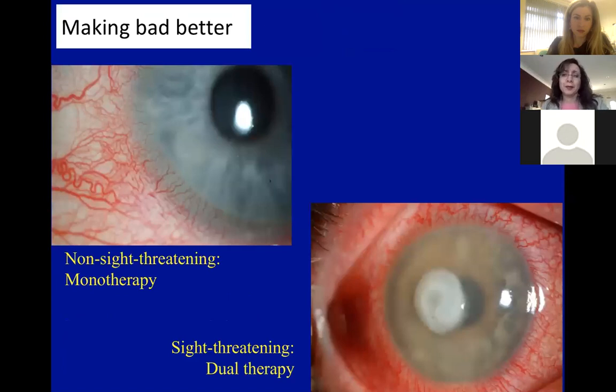So how do we make bad better? First you assess the patient and you've examined the patient, and then decide, is it sight-threatening or is it not? If you get a peripheral ulcer, non-sight-threatening, you can start with monotherapy. But if you get a central ulcer like this, which is sight-threatening, or a patient immune-compromised, or bilateral, then you know you've got to stop everything, admit the patient, scrape the patient, and start intensive dual therapy.